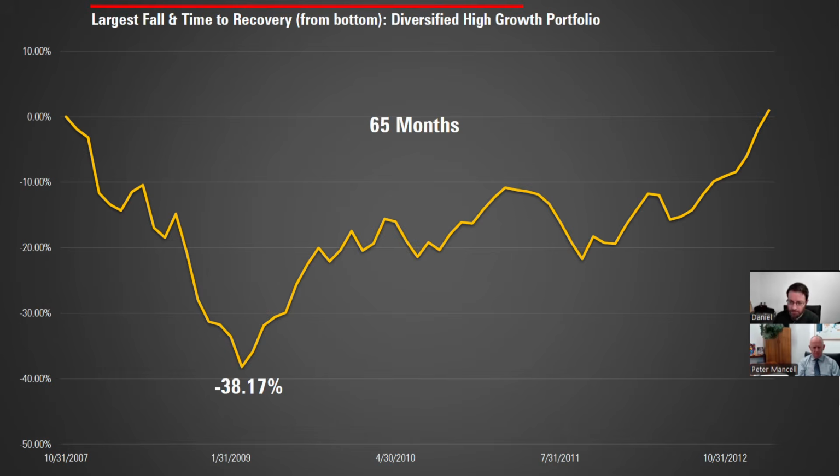And largest fall and time to recovery, so 38% down during the GFC, and it took about 5.5 years to get back to square. And important to recognise that individual markets, some of them were vastly worse than that. A minus 38, in the context of the GFC, was reasonable. 65 months to recover, 5 years, 5 months. Again, that's consistent with my understanding of historic market results, and that's about as long a negative return on a global scale as there has been.